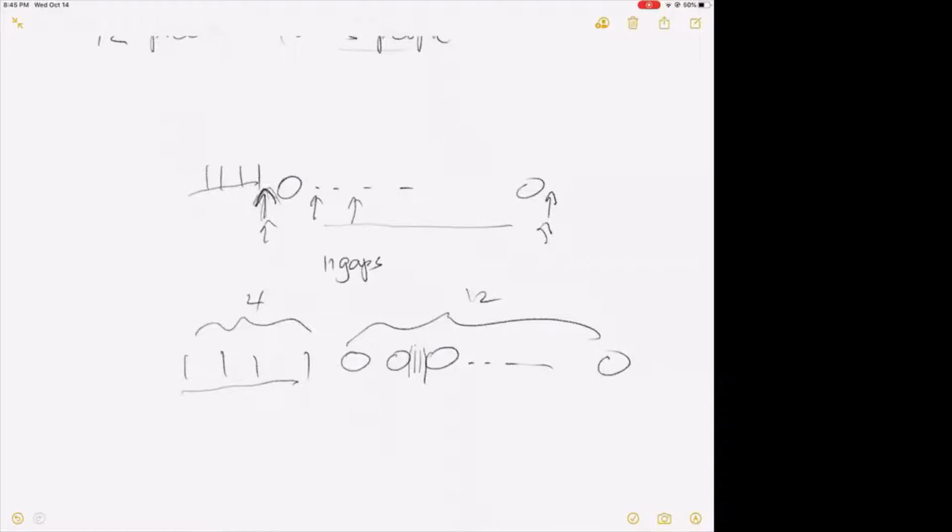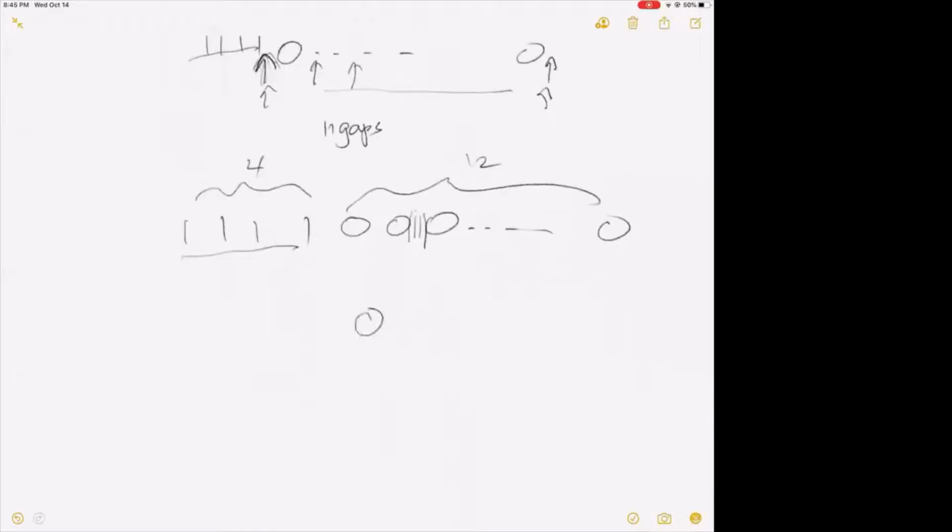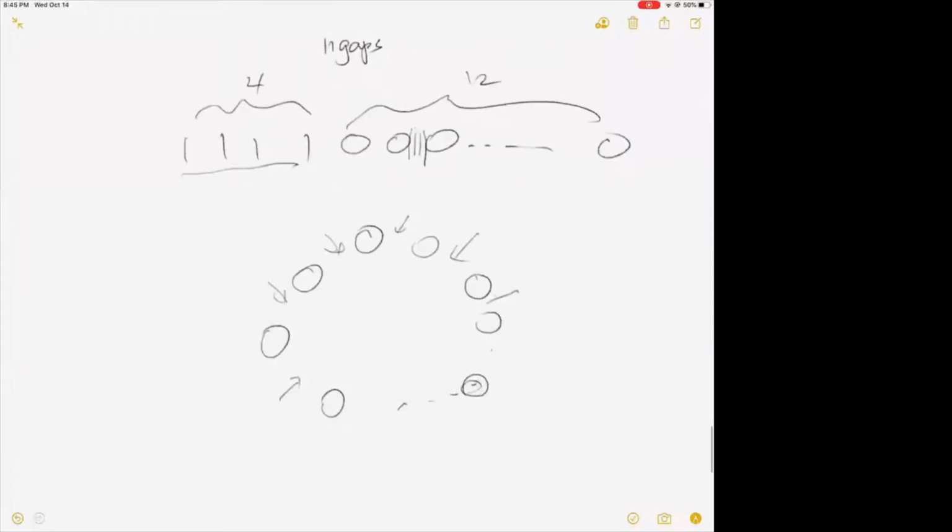Oh, okay. I like your idea. You said arrange them in a circle, right? Arrange all the mooncakes in a circle. Then there will be 12 gaps, okay? And then you can put up to four in the same spot. So that's 12 plus 4 is 16. Okay, I can put four in the same spot. 1, 2, 3, 4 on the same spot. That's fine. And then what?